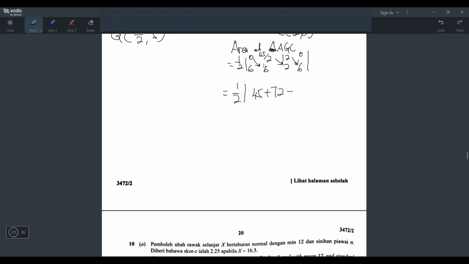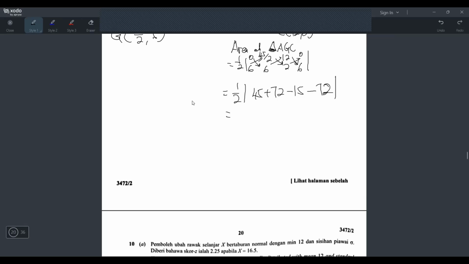Because you have to change direction now. 6 times 45 over 2, 15. Okay. And then minus 6 times 12, 72. Minus 2 times 0, 0. Okay, 0 tak payah tulis. Right? So you will just tutup your modulus here. Okay. And then now you just press calculator lah. So what is 45 plus 72 minus 15 minus 72? Okay, my calculator give me 30.